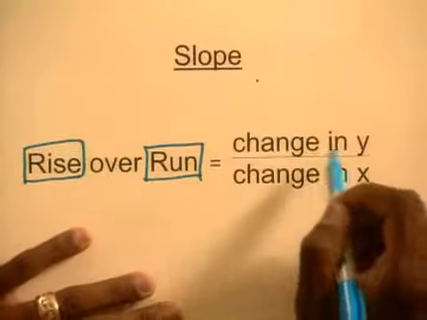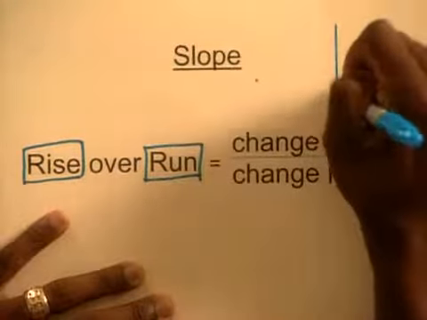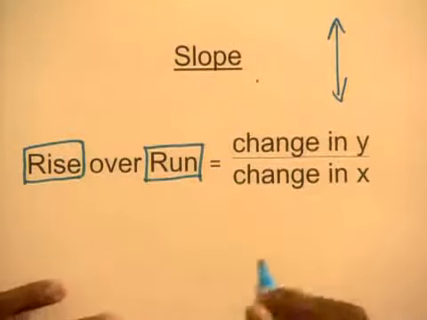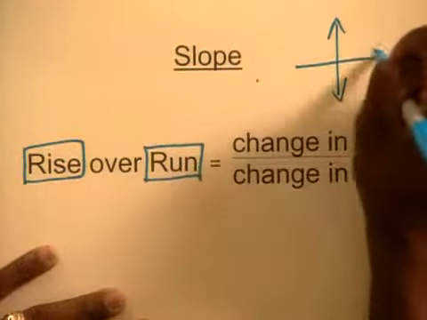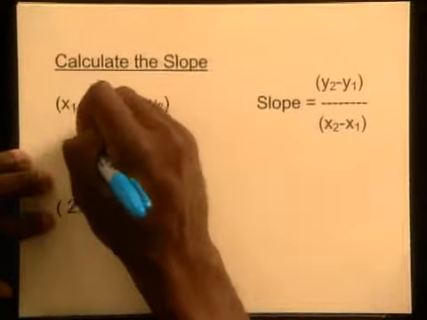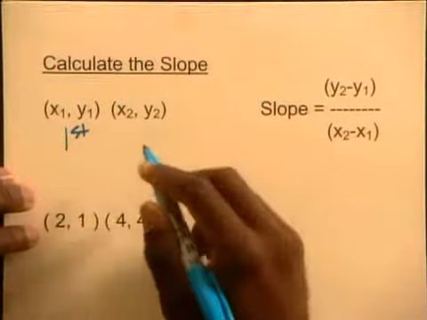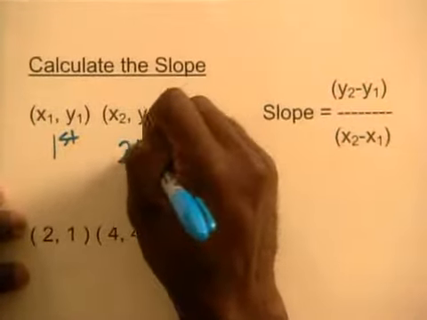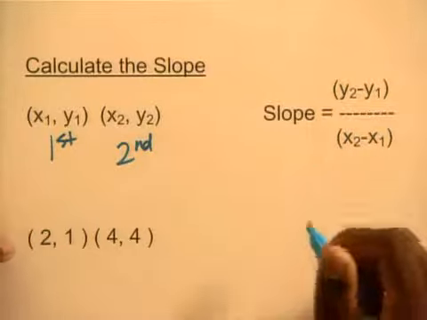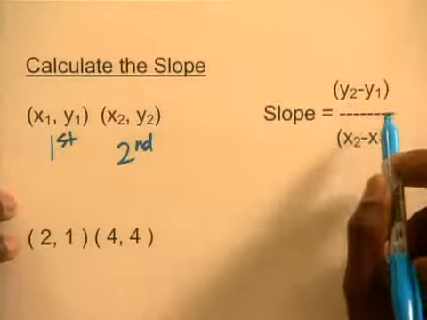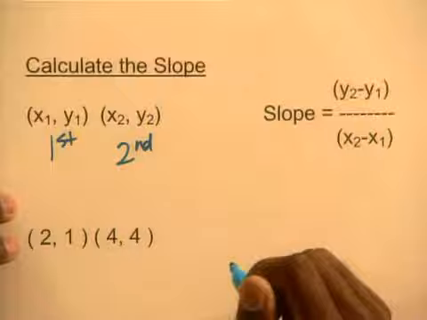And that's just the change in y, in the y direction, which is up and down, over the change in x, which is right and left, okay? So let's take a look at the slope and see what happens here. We need 2 points to determine the line, right? The first point is x1, y1, and the second point is x2, y2. According to the formula, to find the slope, it's y2 minus y1 over x2 minus x1. So let's go ahead and use these 2 points and find the slope.